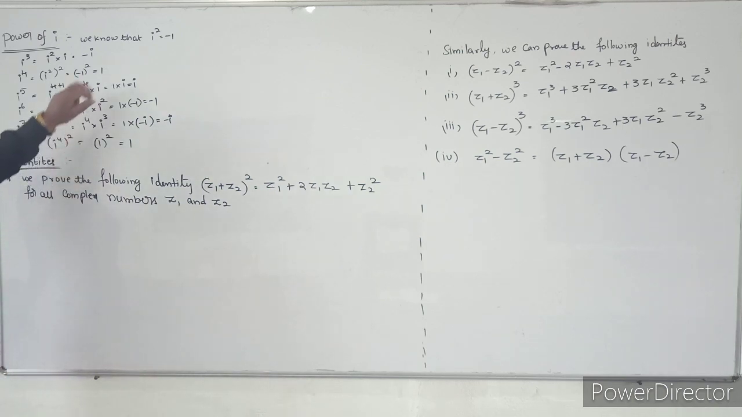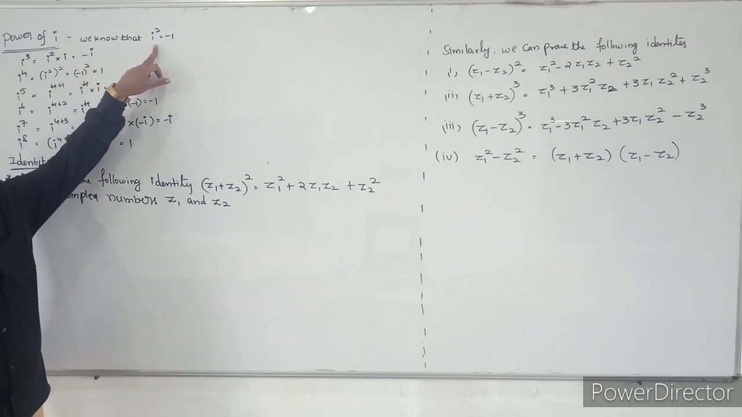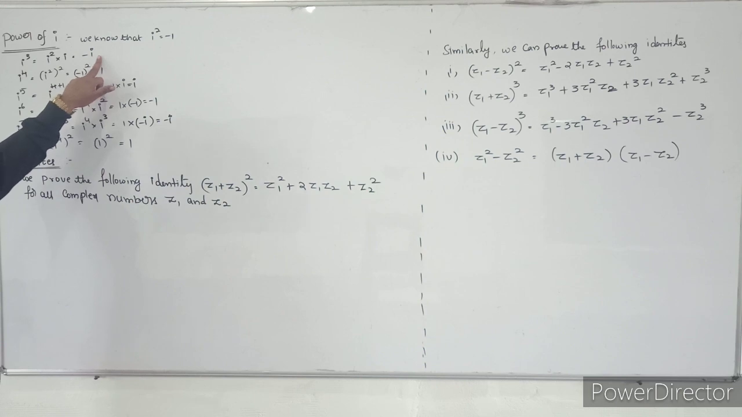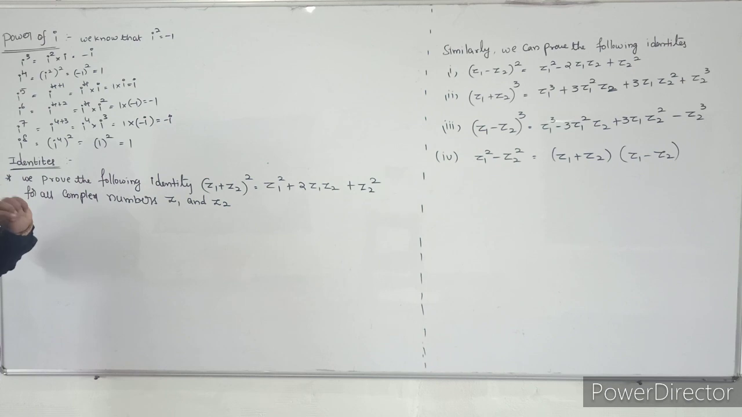So see that, students, once again. We already know that i square value is minus 1. I cube, how can you write that? I cube can be written as i square into i. I square value is minus 1 into i, it will become minus i. So i power 4, how can you write that? I square whole square. Already I know that i square value is minus 1 whole square. It will become 1.